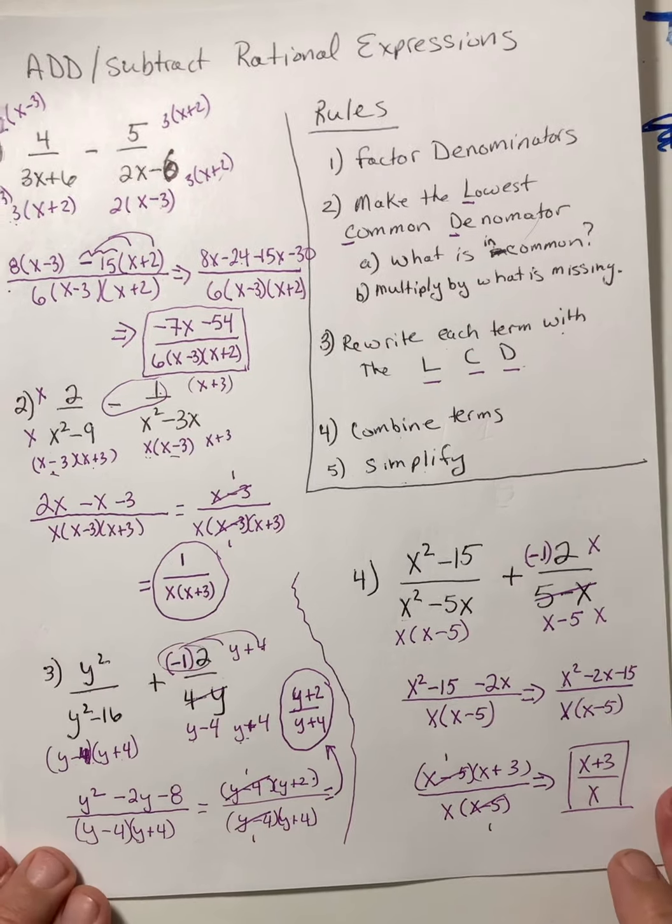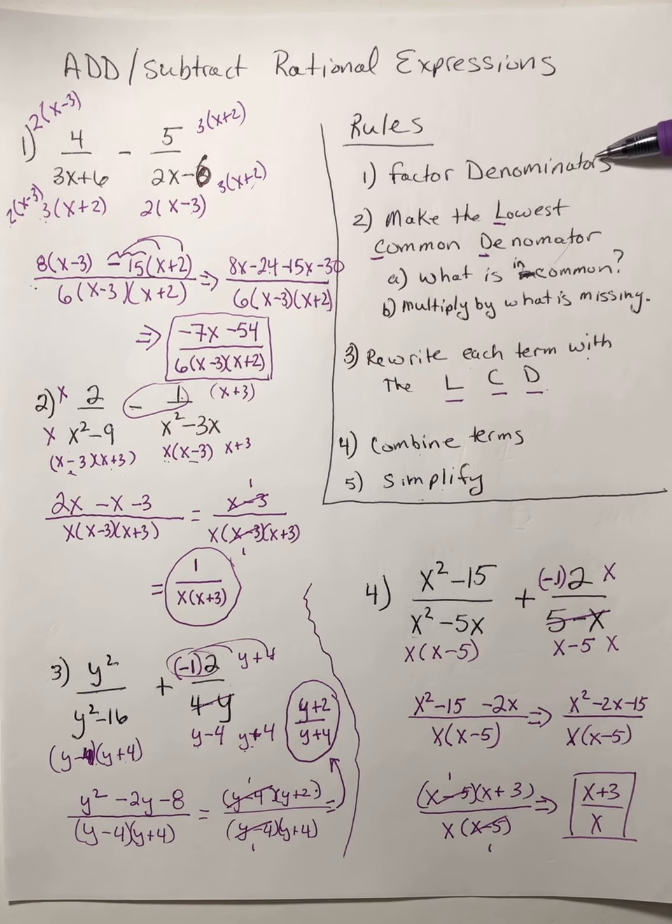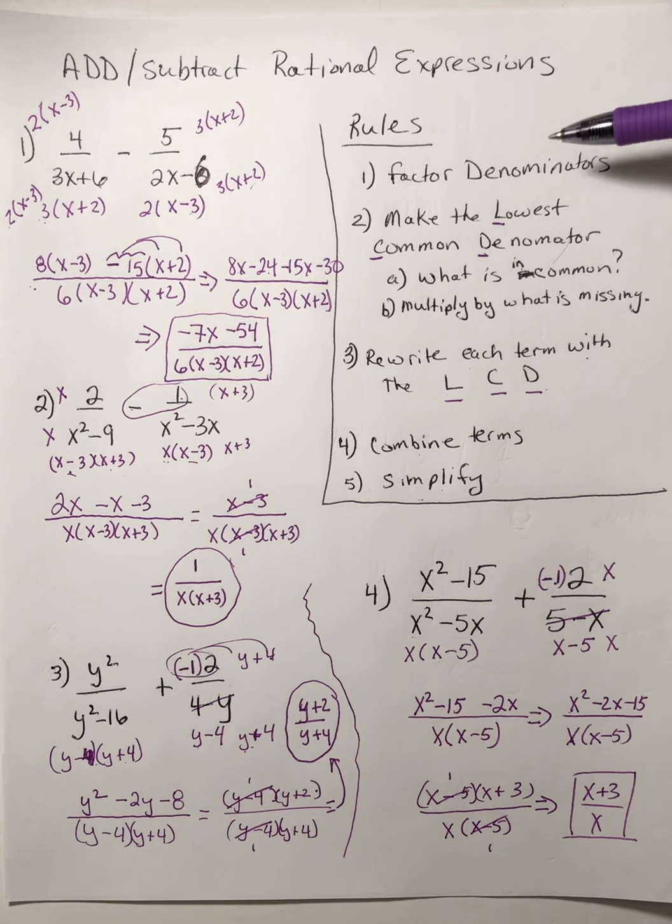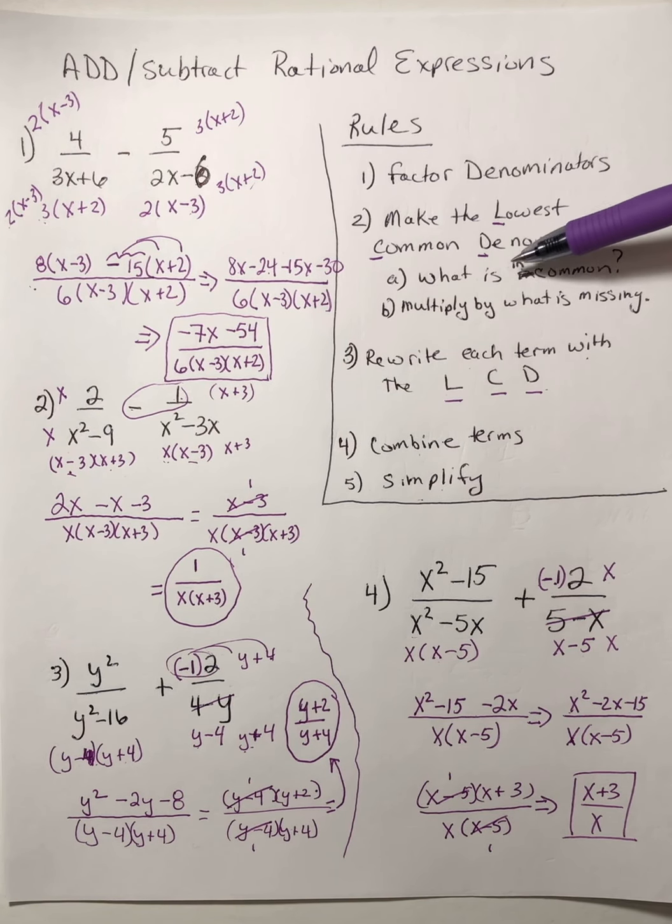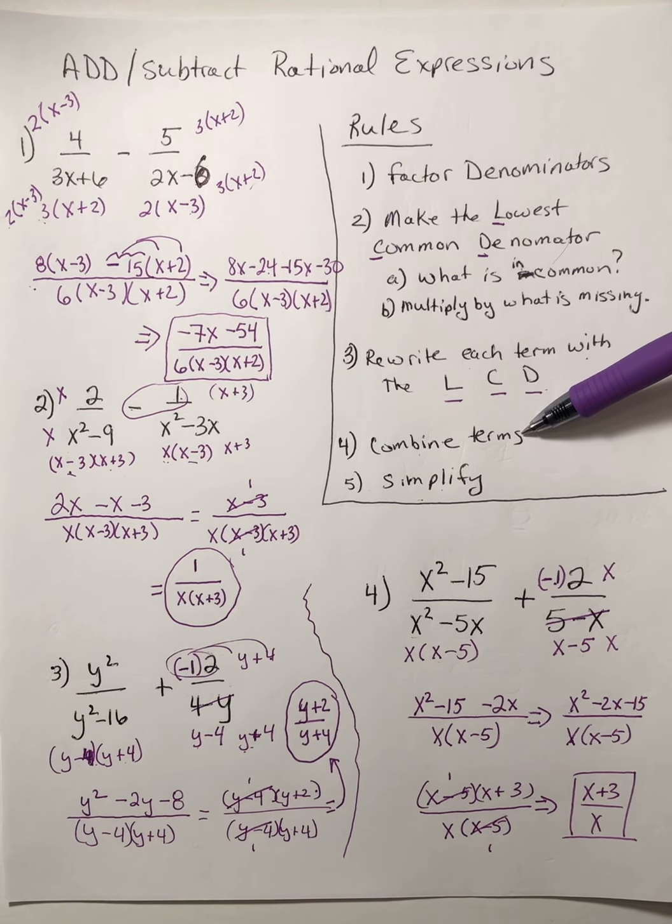All right, folks. That is adding and subtracting rational expressions. Remember, you have to factor the denominators. Then we're going to make the lowest common denominator by asking ourselves, what do they have in common? Multiply by what is missing. We're going to write each term with the lowest common denominator. Then we're going to combine terms that we need to combine. Remember, we do nothing with the denominators, okay?